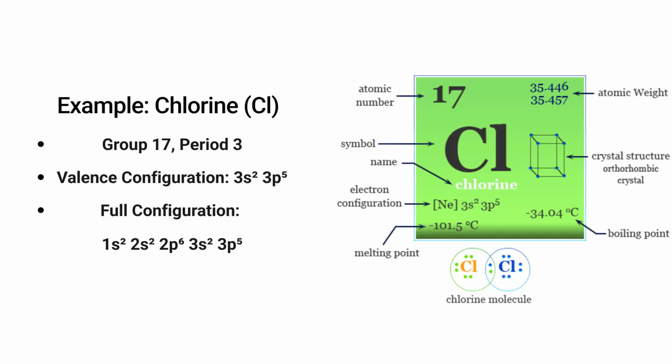Now let's look at chlorine. It's in group 17, period 3. Again, period 3 signifies its valence electrons are in the N3 energy level. Group 17, being a P block element, means it has 7 valence electrons, 2 from 3s and 5 from 3p. So its valence electron configuration is 3s2, 3p5. The full configuration is 1s2, 2s2, 2p6, 3s2, 3p5. Notice how its position perfectly reflects its electron arrangement.